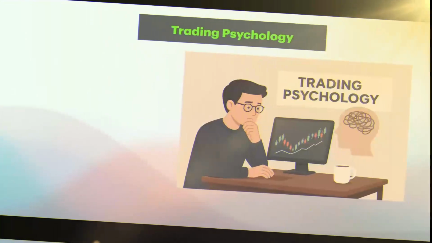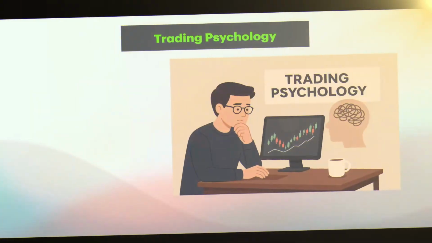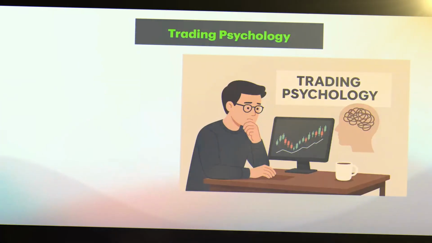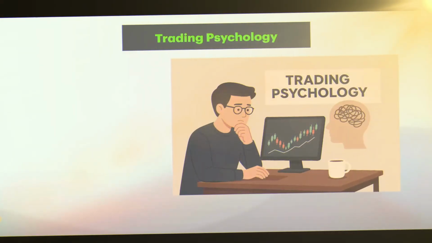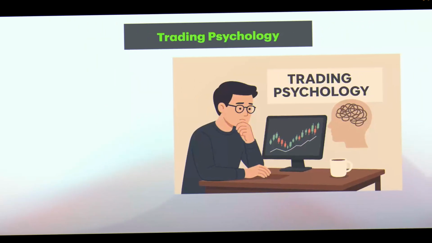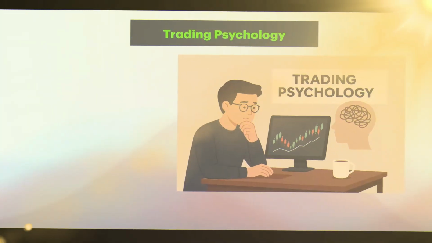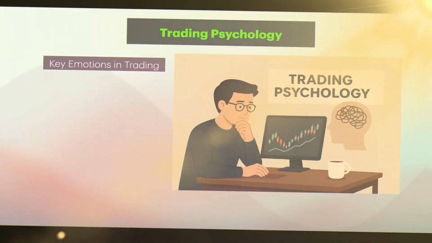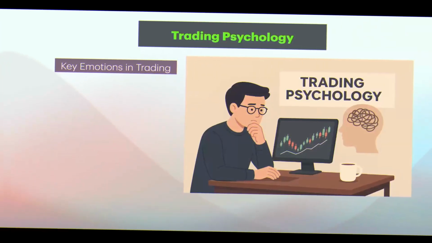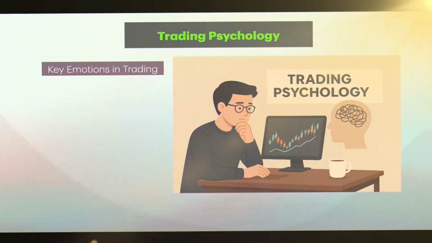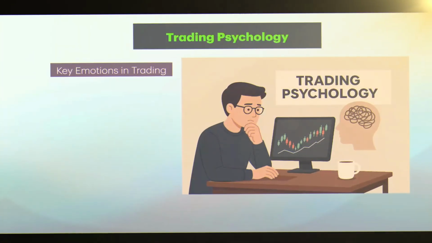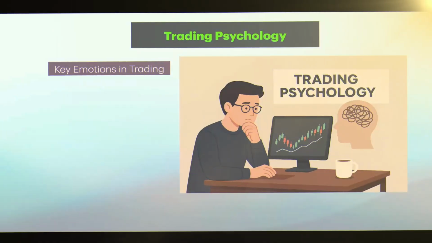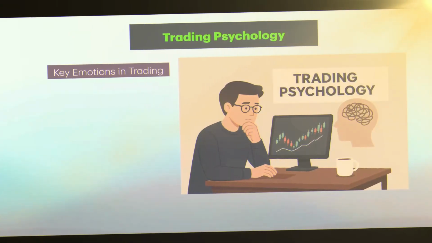Now coming to trading psychology. Trading psychology is the study of how your emotions and mindset affect your trading decisions. Your success in trading depends 80% on psychology and 20% on strategy. Even if you have the best strategy, it won't work if your emotions control you. Fear, greed, impatience, and overconfidence can destroy profits faster than bad analysis. Proper trading psychology helps you to stay calm and disciplined, follow your trading plan consistently, control your emotions during wins and losses, and think logically instead of trading emotionally.